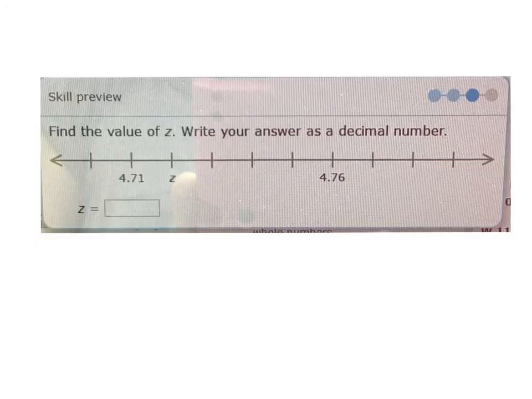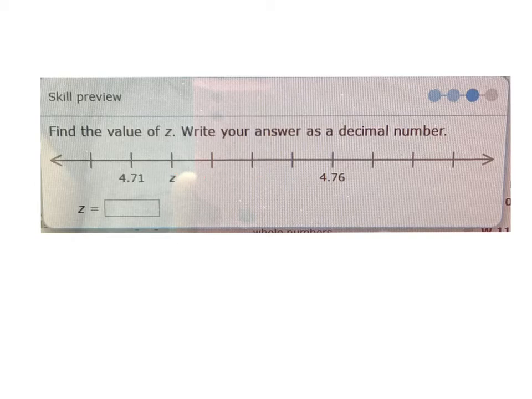In this example, we're using the same concept. It says, find the value of z. Write your answer as a decimal number. But we notice our number line isn't from 0 to 1 this time. The ones we have on there are 4 and 71 hundredths and 4 and 76 hundredths. So I'm immediately thinking, okay, what comes between 4 and 71 hundredths and 4 and 76 hundredths, and how many intervals has it given us?